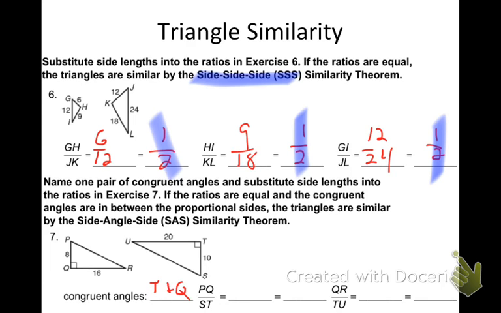Now I want to set up PQ over ST. Tom, what's PQ over ST? And that simplifies to? And then QR over TU is what, Tyler? 16 over 20, which simplifies to 4/5. And that would be the side angle side similarity theorem. Nice job.